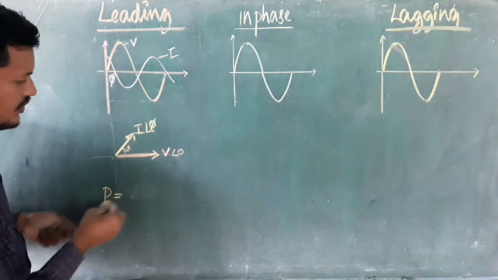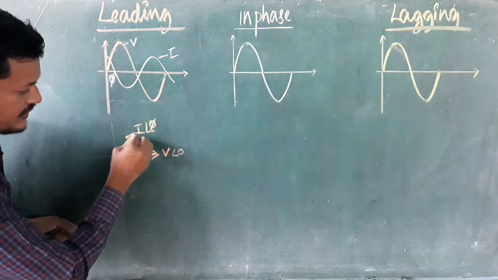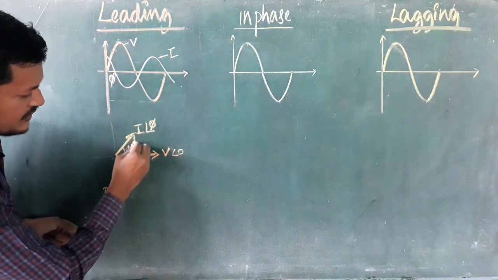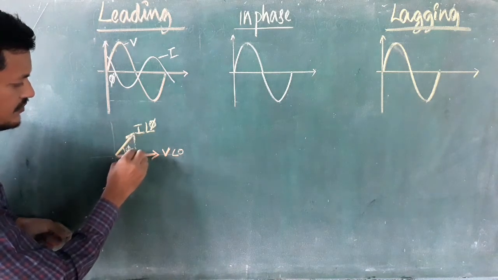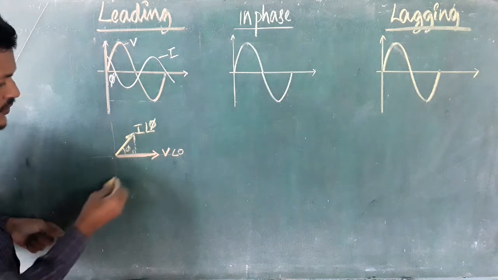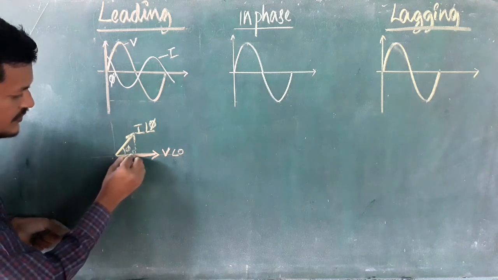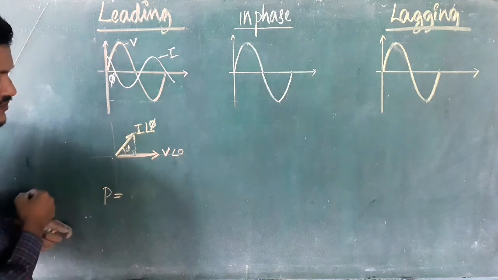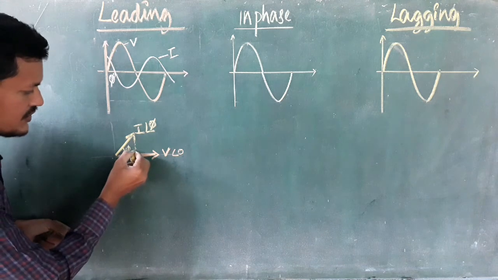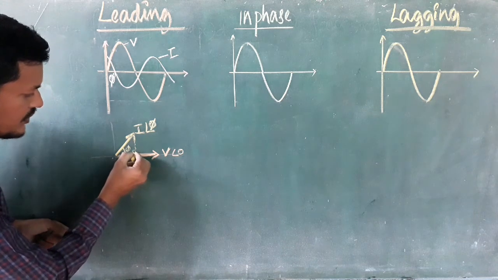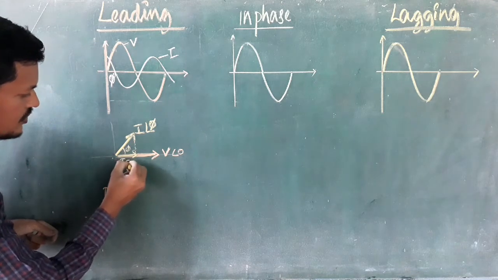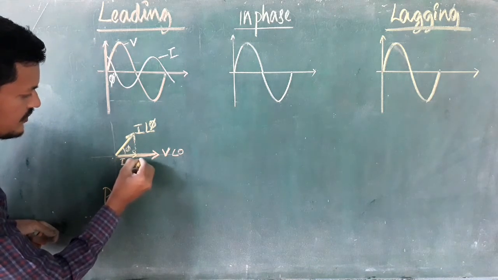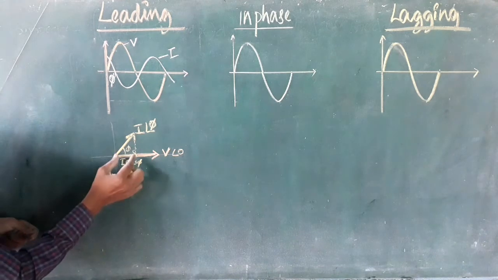Here we already discussed the right angle triangle. I am taking one right angle triangle for the current phasor. This is a 90 degree angle. Now this side is the cos component of current. This value is I cos phi.